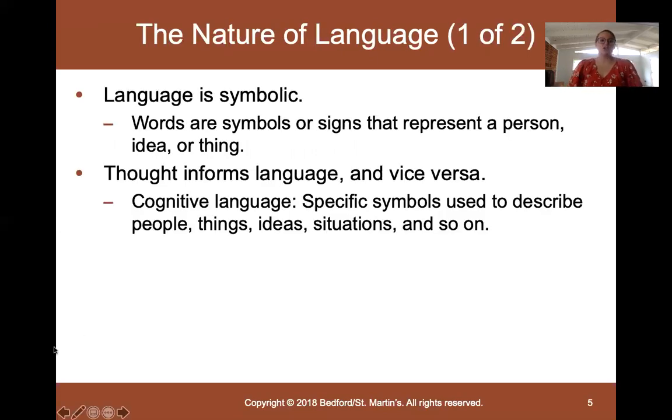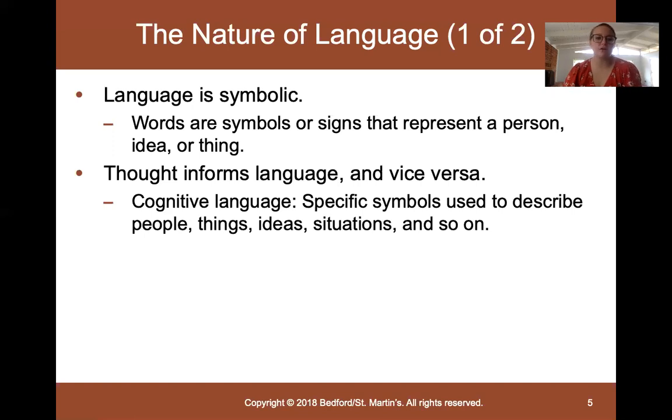The nature of language. So language is symbolic. Words are little symbols, AKA codes is the word the book wants you to use. Words are symbols or signs that represent a person, idea, or thing. So the word is not the thing, but we've assigned meaning to the thing, right? Like water bottle, not actually a water bottle, but water bottle is the label or the thing that we glue to this so we can talk about it in a way that's meaningful to everybody and everybody understands what it is that we're talking about, like the thing.